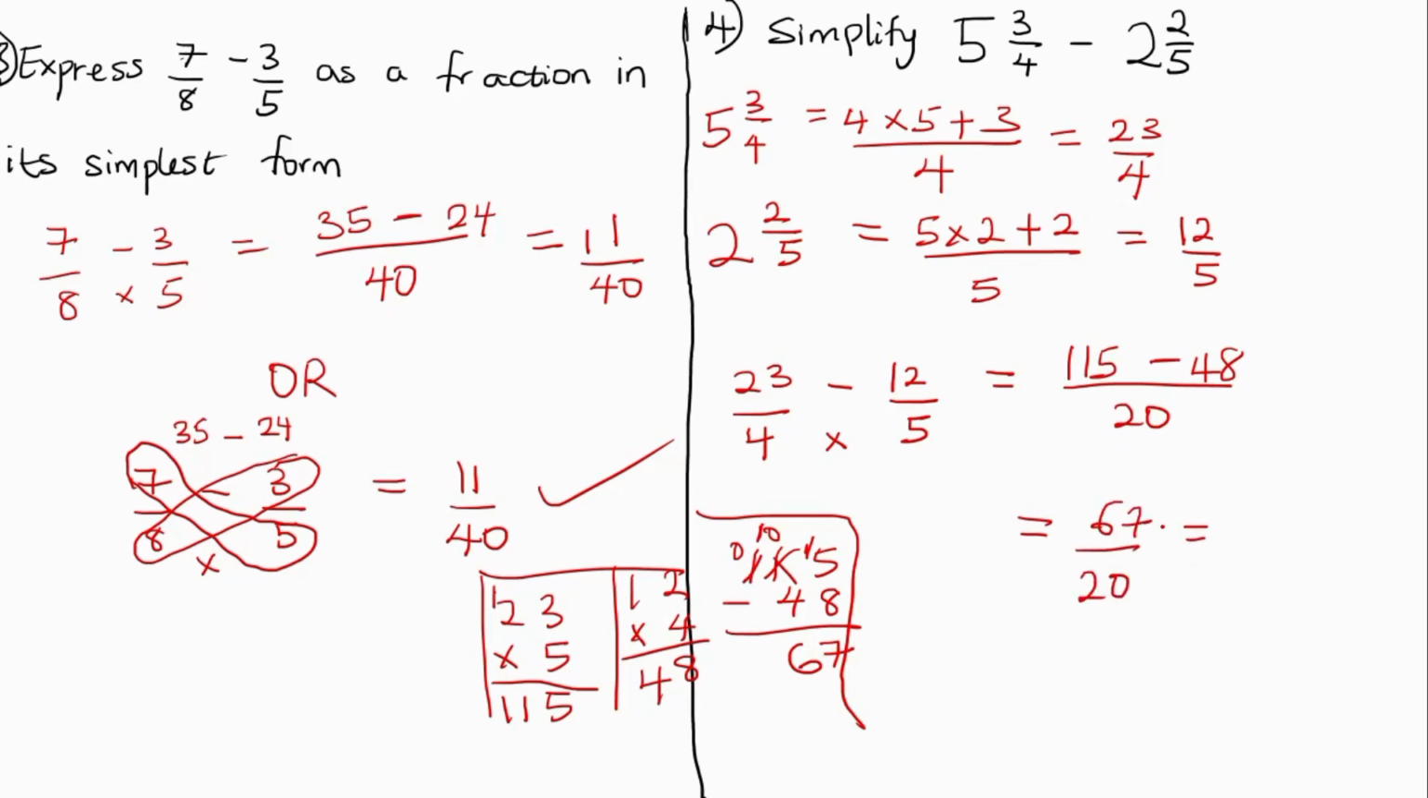Now converting it back to a mixed number, 67 divided by 20, we have 3 whole number 7 over 20. And guys, this is our answer. Okay, so this is how you can easily simplify this. So let's take a look at the next example we have right here.